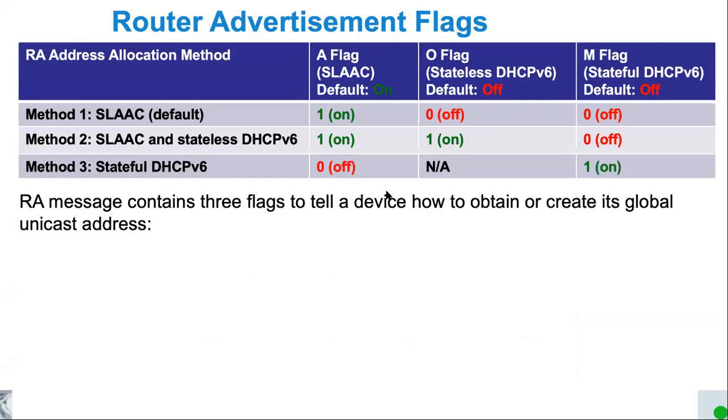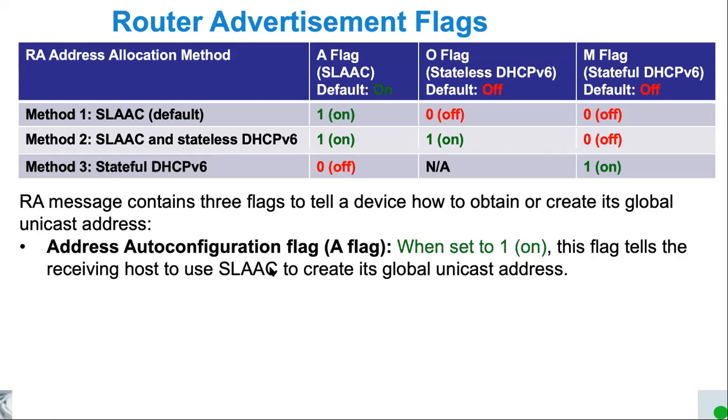We've seen this before when we looked at SLAAC, but there are three flags associated with the router advertisement. For the first method, SLAAC, we have the A flag. Let's take a look at these flags. The A flag, or address autoconfiguration flag, when set to 1, suggests to the host to create its own global unicast address. That flag is on by default. It's on for method 1, SLAAC only. It's also used with SLAAC and stateless DHCPv6.